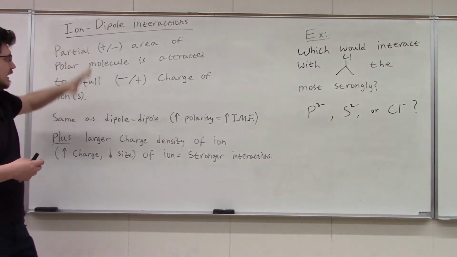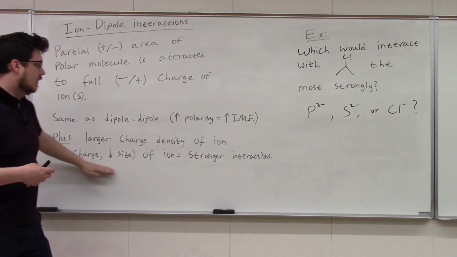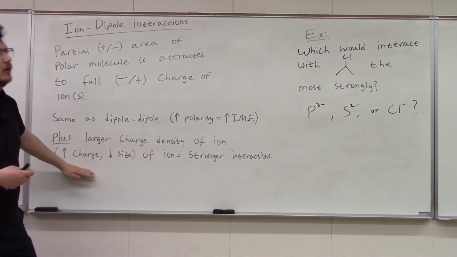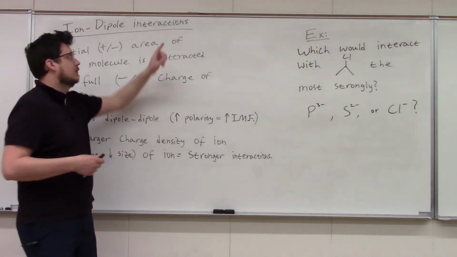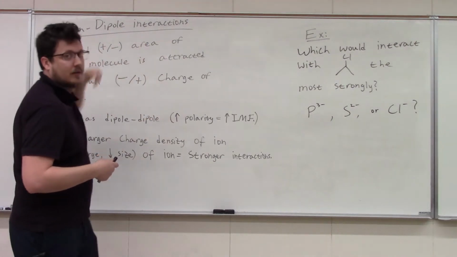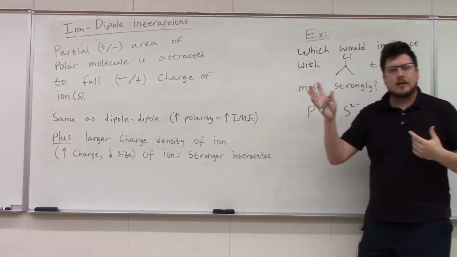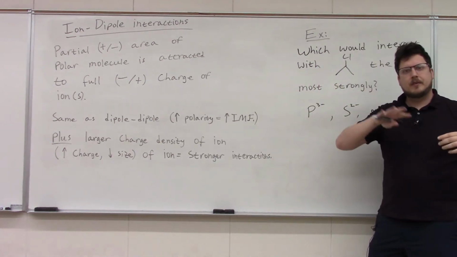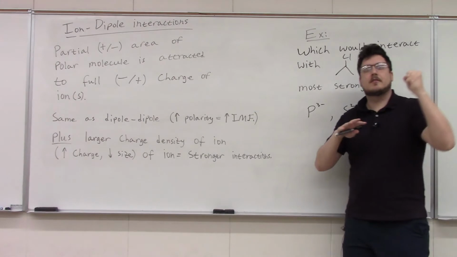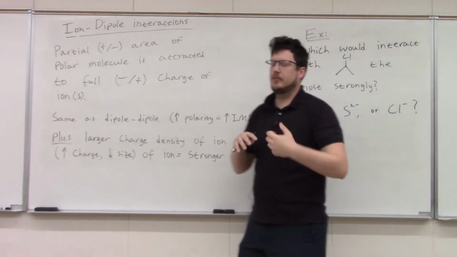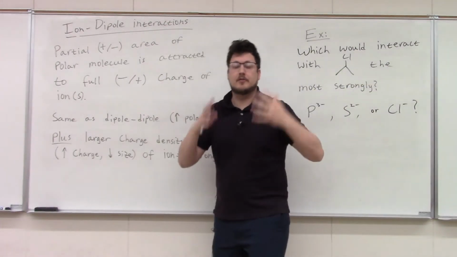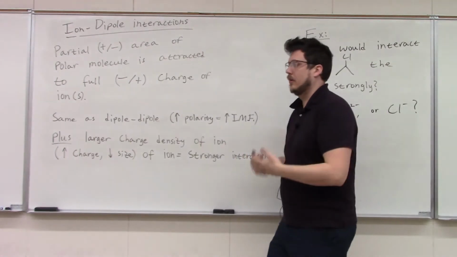Now we're also going to add to that increasing charge density of ions is going to increase this, because the ions are also part of this interaction. So we have the partial positive and negative regions of the polar molecules interacting with the full positive or negative regions of ions, or full positive or negative ions. They don't have regions, they just are positive or they are negative.